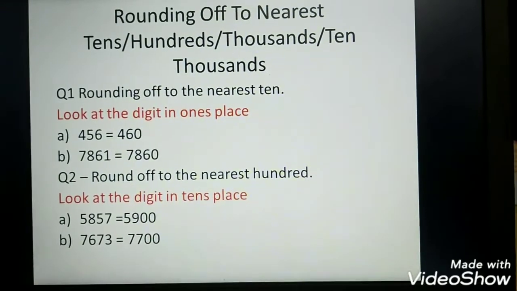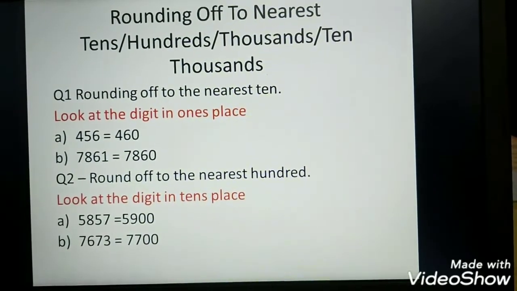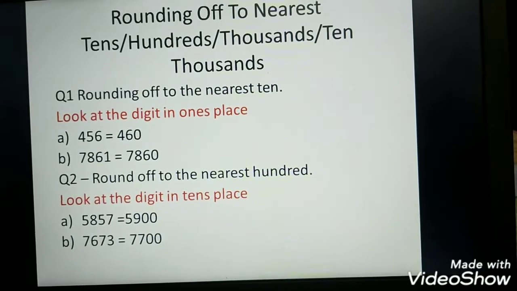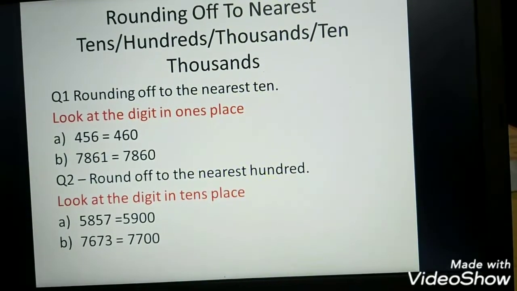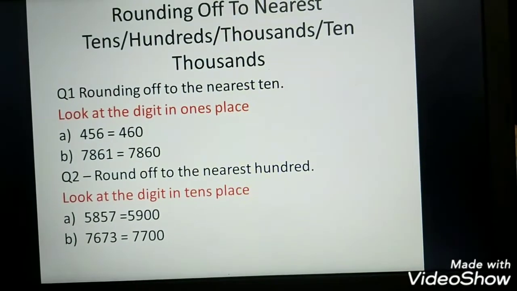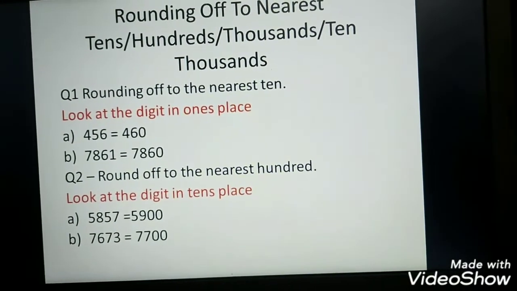Now the B part is 7673. Now again, look at the digit in tens place, it is 7, greater than 5. So that is why you will increase 6 by 1 and you will replace the digit in tens place and ones place by 0. So the required answer is 7700.